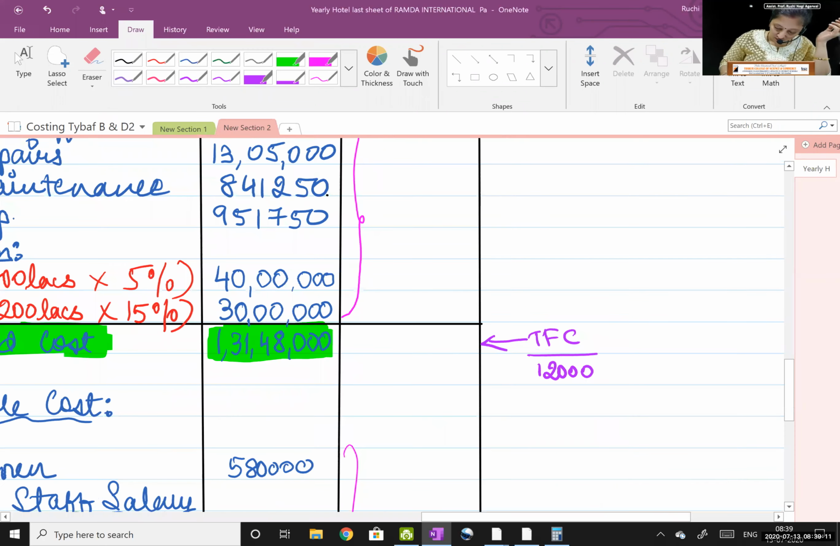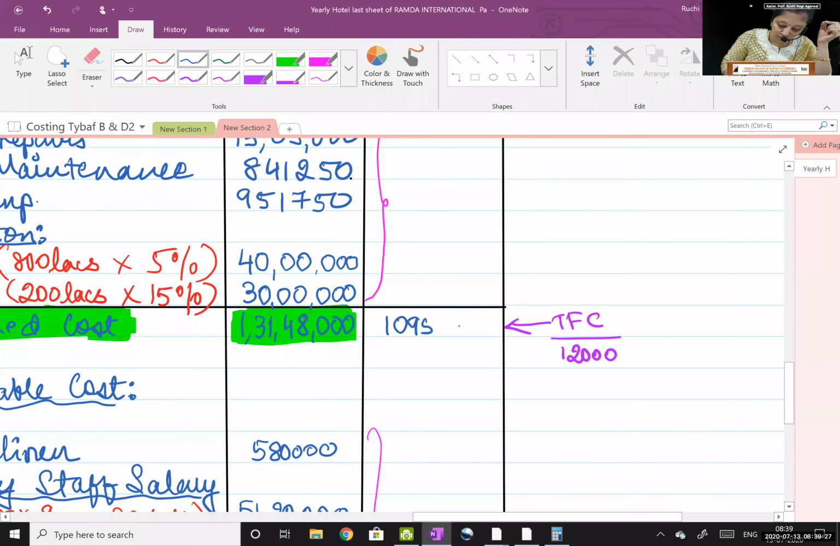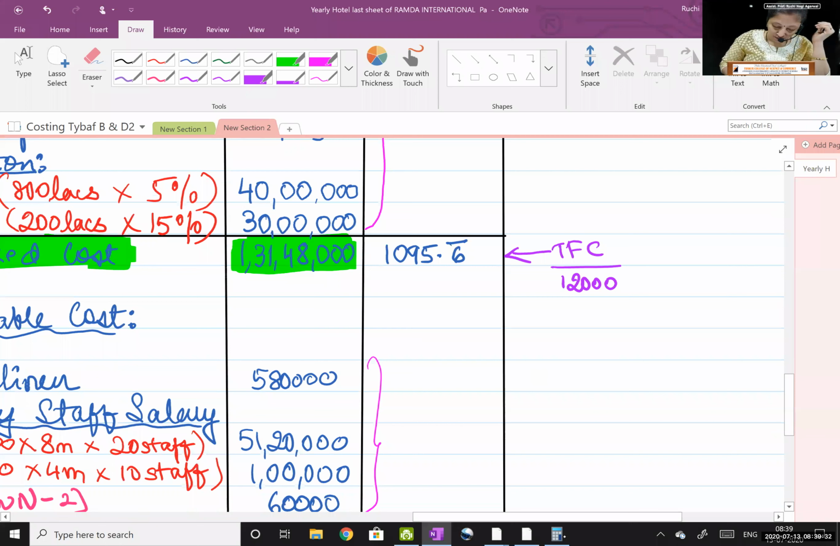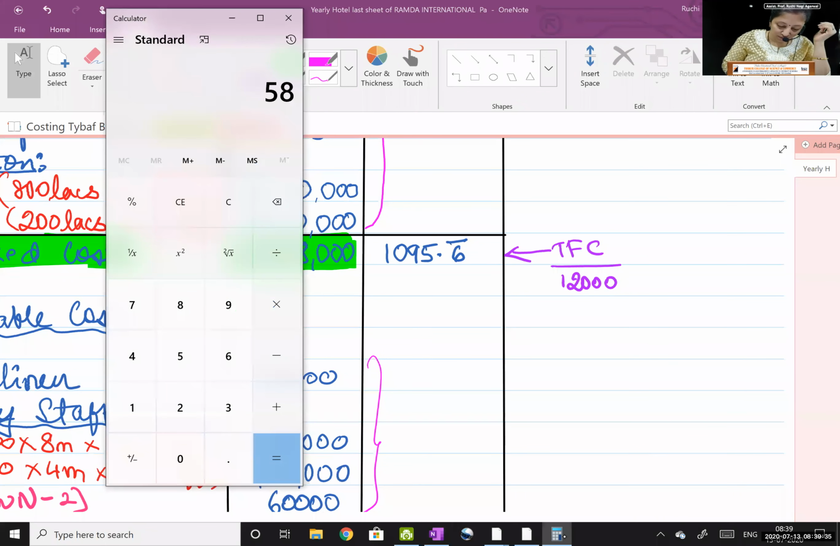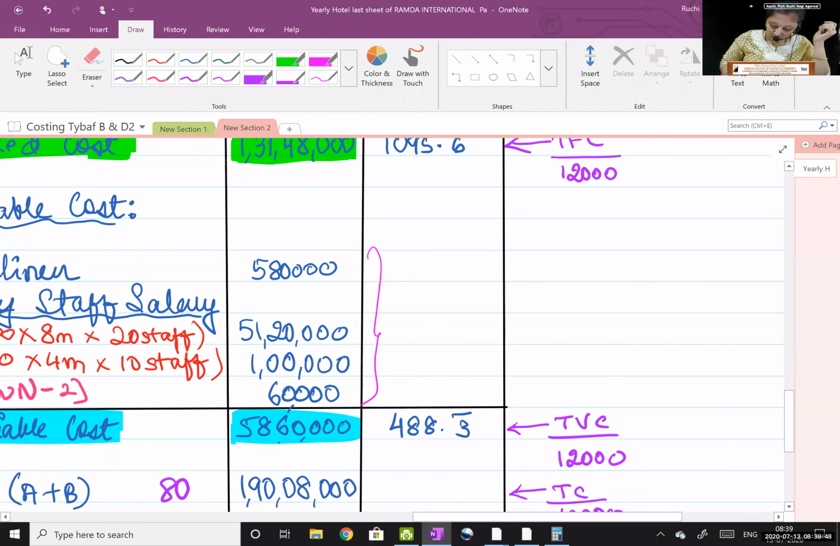Next. 1 crore 31 lakh 48,000 divided by 12,000. Just round it up. 1095.666, right? It is recurring, so put the recurring sign. Next. 58 lakh 60,000 divided by 12,000. 488.333, with the recurring sign.